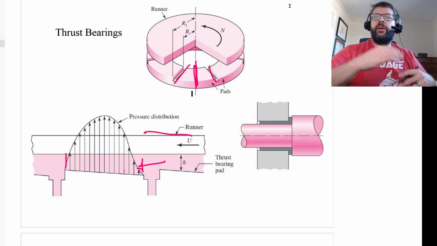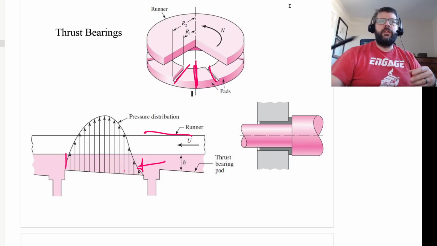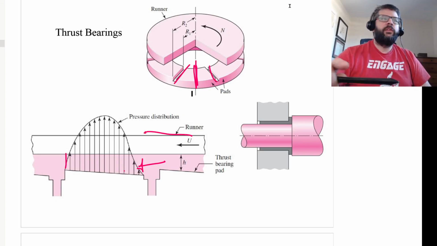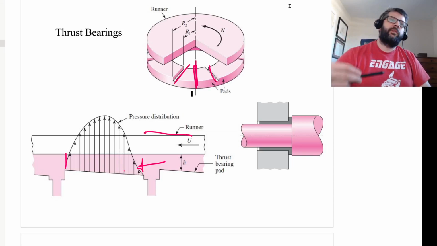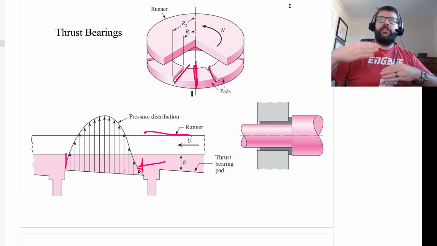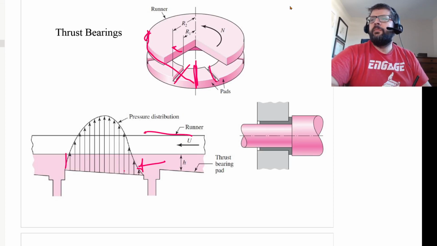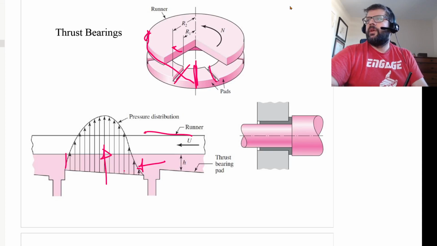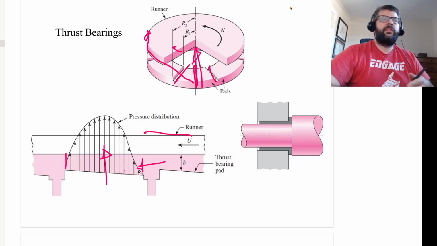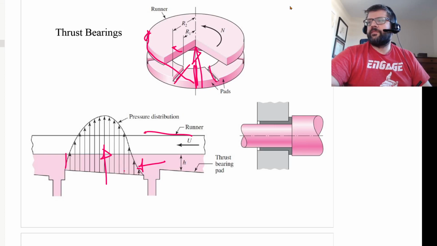The magnitude of the velocity profile also increases with the radius, because obviously the outer surface of the disk that's moving is going to be moving faster than the inner surface here. But anyhow, this pressure distribution that gets set up is going to be pressing to separate the thrust bearing pads and the disc that it's pressing against.